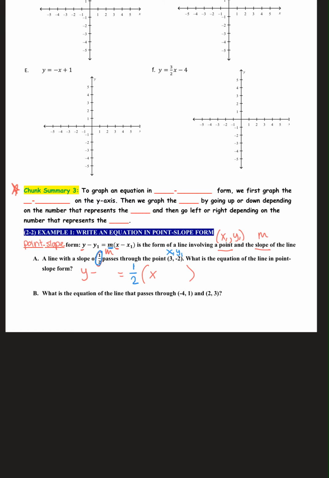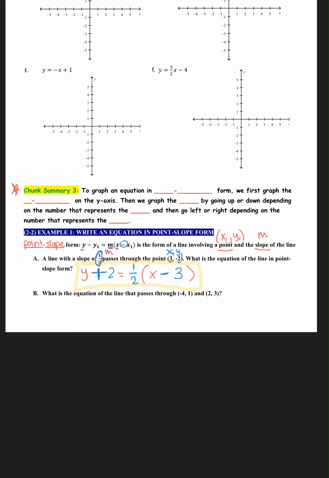Okay, so where x1 is, that's 3. So I'm going to put 3 where x1 is, and I'm going to keep the minus sign. And then where the y1 is, I'm going to put -2. I also know that whenever I see two negatives next to each other, that makes a positive. So I'm going to make that into a plus sign. And right there, folks, that is point-slope.